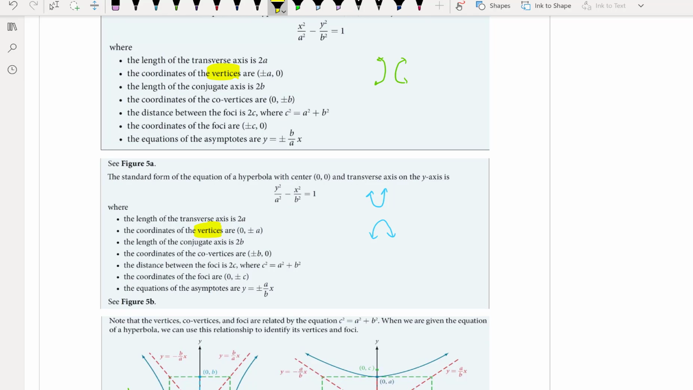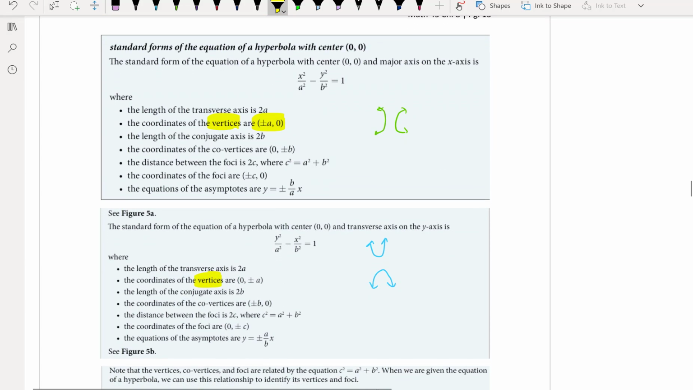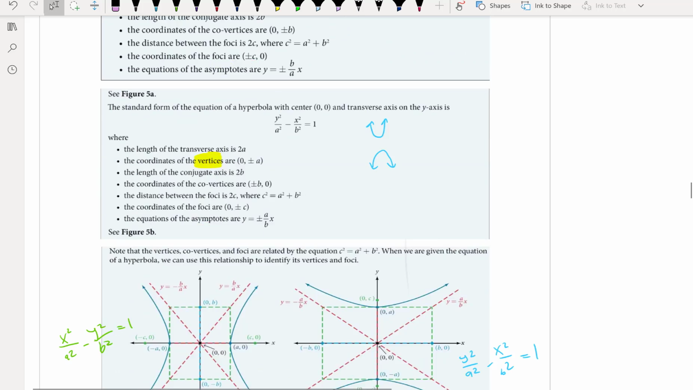If I'm looking at these vertices, remember we had an x value and the y value was 0. So it's not going to be the y squared first, but it is going to be the one with the x squared first. So this is the formula, or the kind of graph that I'm going to be looking at. So this is what I'm going to be referencing, okay? So I'm going to go ahead and write that down.